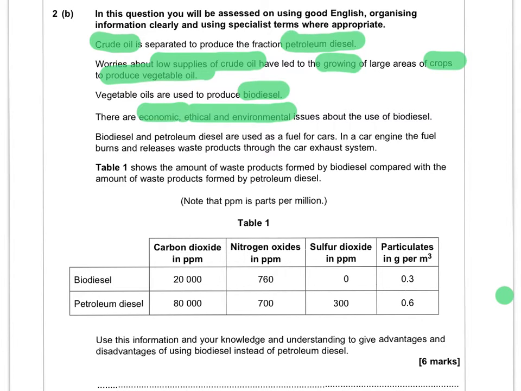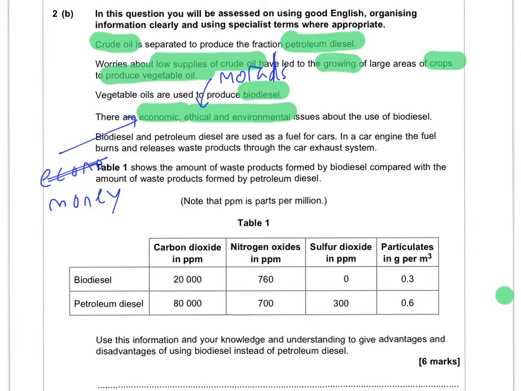Firstly, we need to know what these words mean. So, economic means to do with money. Ethical is to do with morals. And environment is fairly straightforward, to do with the effects on the environment.